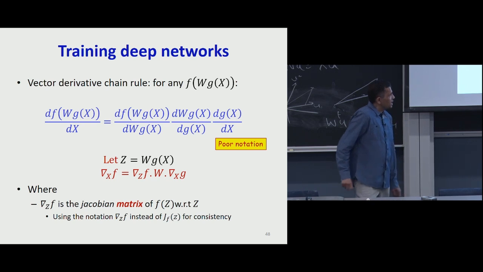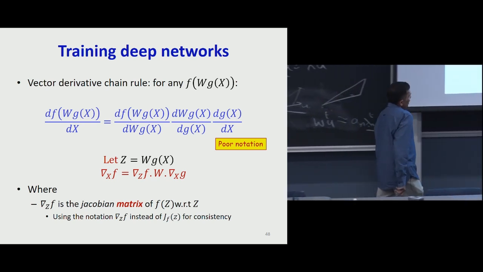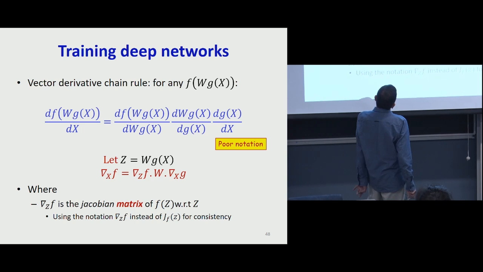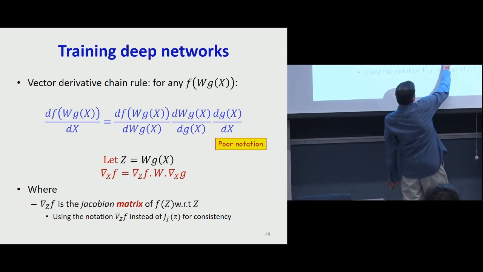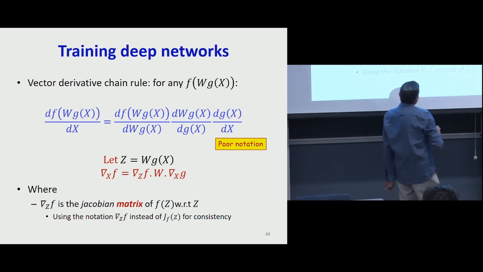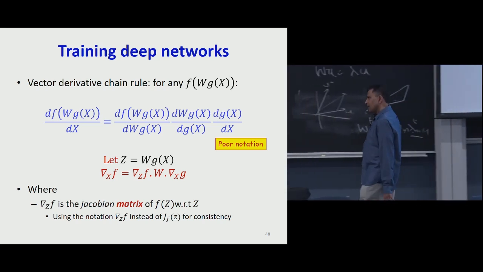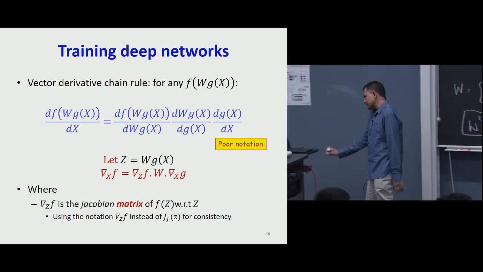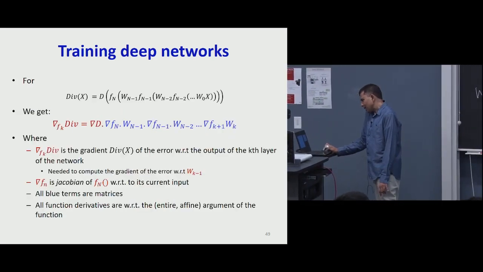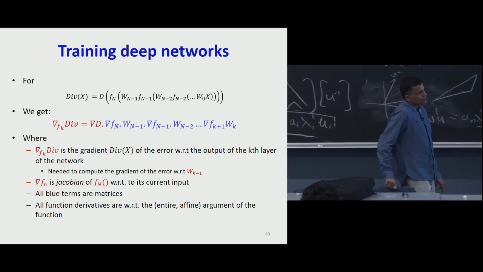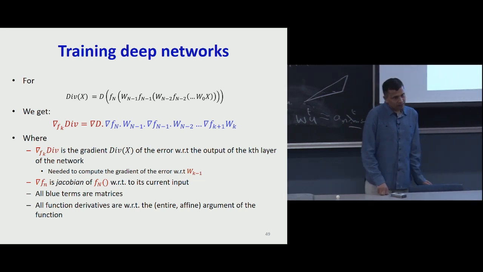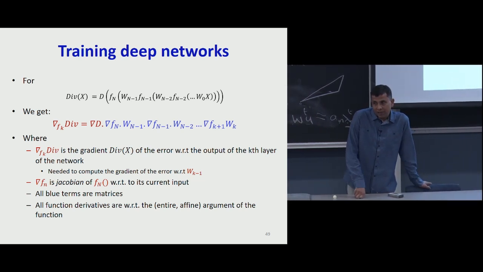Okay. Now let's see. This guy is the Jacobian matrix of f of z with respect to z, is it? I'll have to go back and check the slides, but you get the idea. Now let's go back and see how this translates to this particular derivative: the derivative of the divergence with respect to the intermediate values in a network.